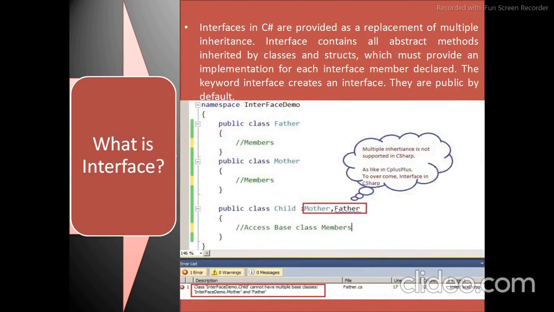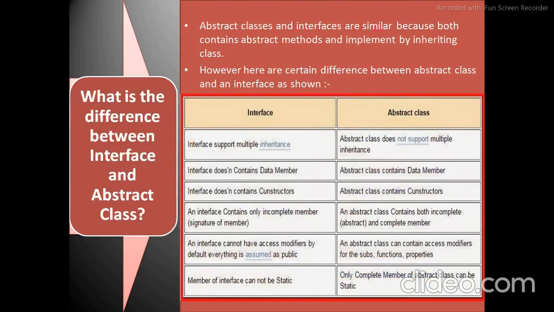Now the next question comes, what is an interface? Interfaces in C# are provided as a replacement for multiple inheritance. An interface contains all object methods inherited by classes and structures, which must provide an implementation for each interface member declared. The keyword interface creates an interface. They are public by default. So here is an example named InterfaceDemo, where we have two classes named Father and Mother, where the child class is going to inherit both Mother and Father.